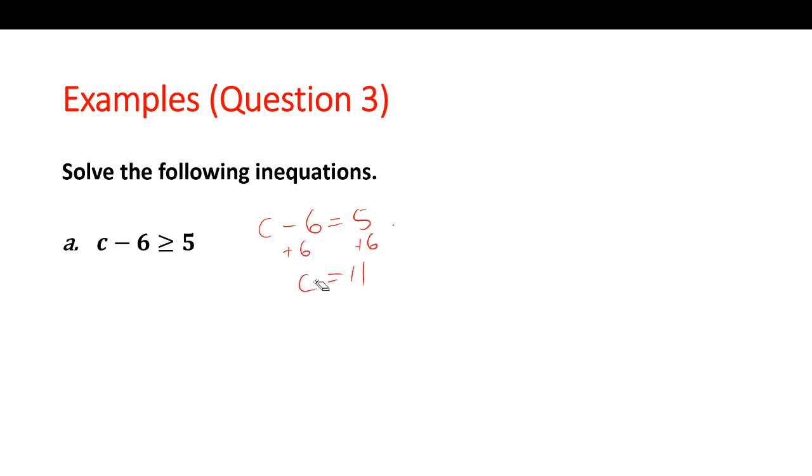Okay? We're going to do the exact same thing, except without an equal sign between the two, it's going to be a greater than or equal to sign. So we do the same thing, +6 on that side, +6 on that side. What we do to one side, we do to both. That leaves me with c on the left-hand side is greater than or equal to 11.